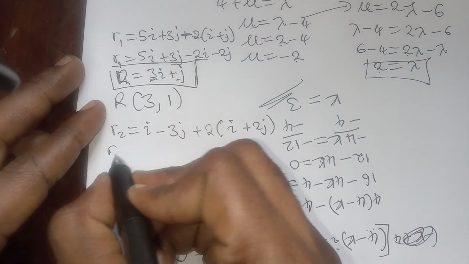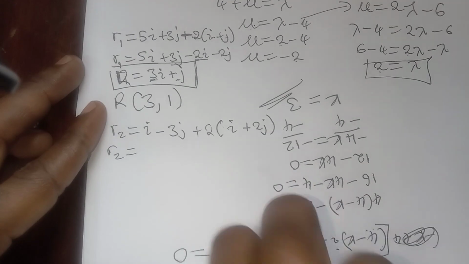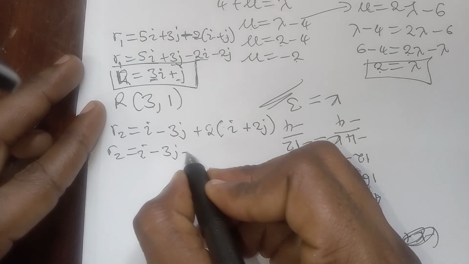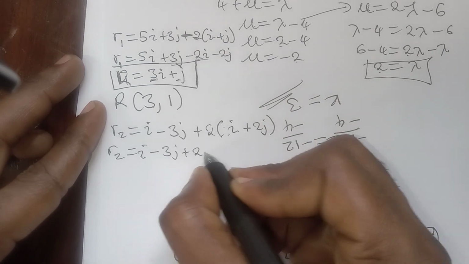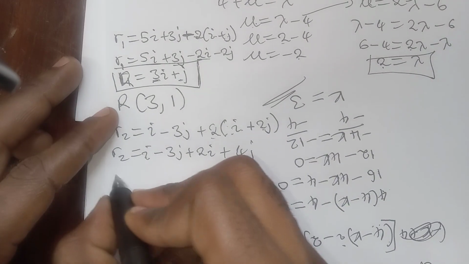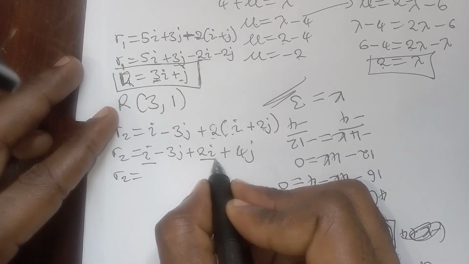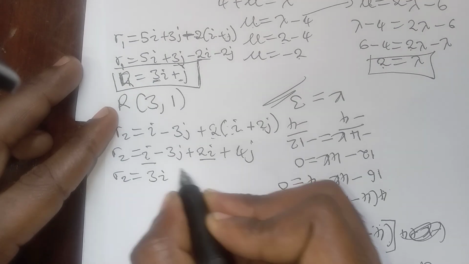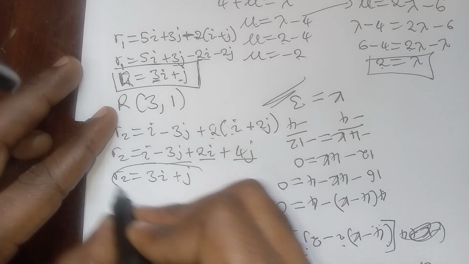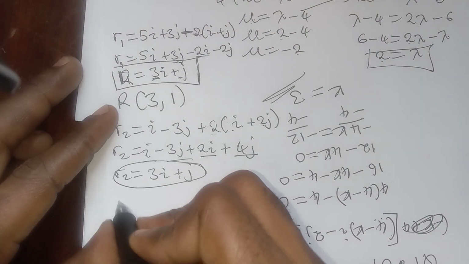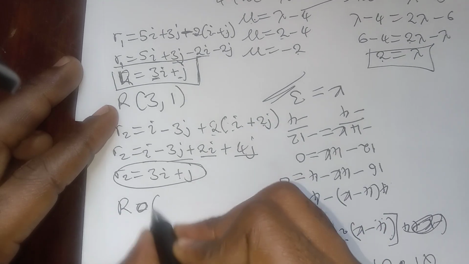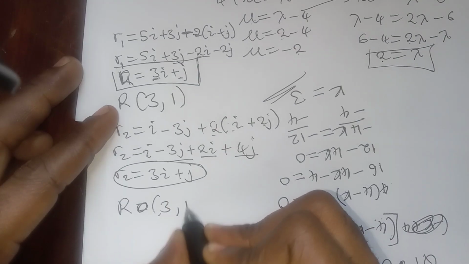And then let's simplify this and check if we are getting the same answer. As a student, I was using this to verify if my answer is correct or not. So we have this. So now this and this will give us 3i. Then this and this will give us j. So as you can see, this is the same as this. And if you decide to get the coordinates for r, you have 3, 1, and you're done.